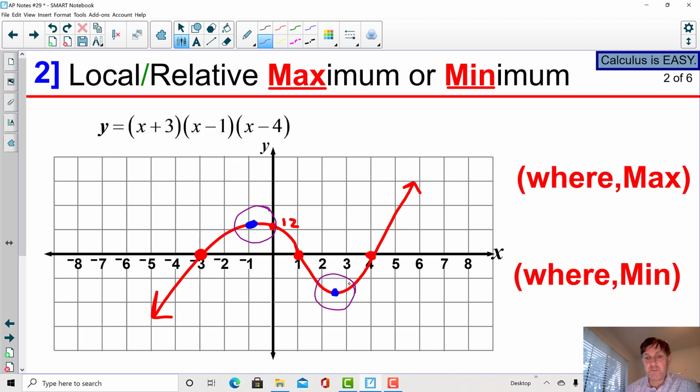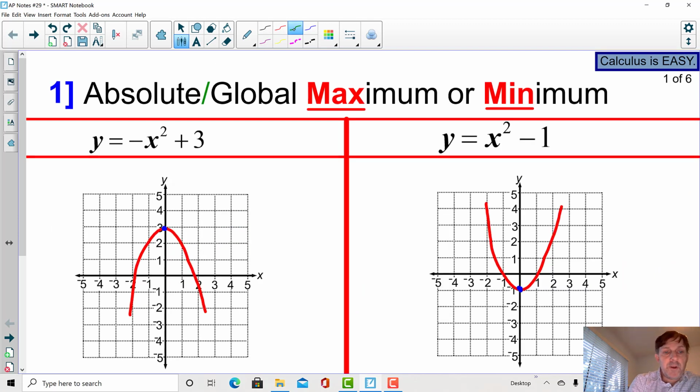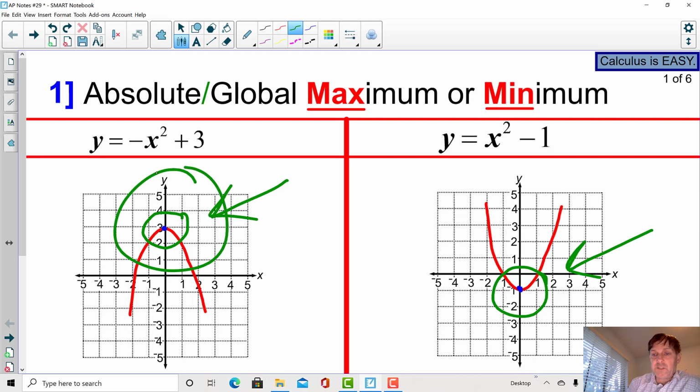Now, if we go back to the first example, I want to point out that this is also a local maximum, and this is also a local minimum, because there is some neighborhood that I can draw where those spots are the highest value in this situation and the lowest value in this situation. So the left one is also a local maximum, and the right one is also a local minimum.